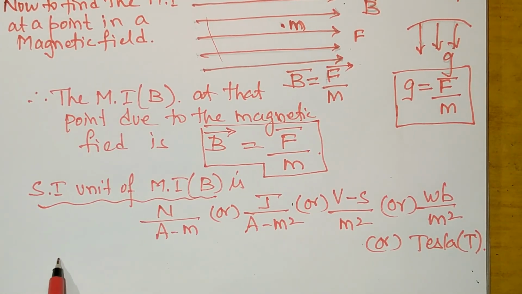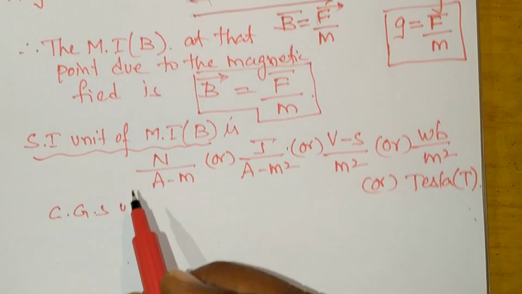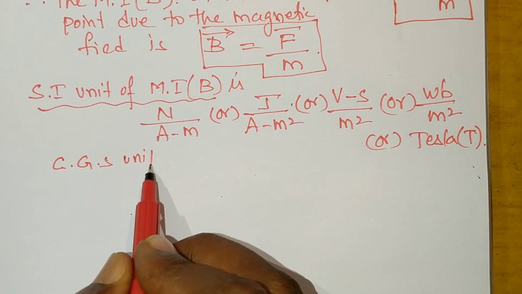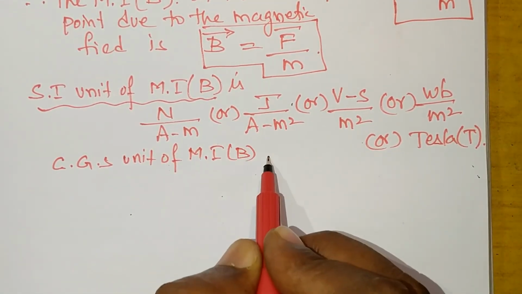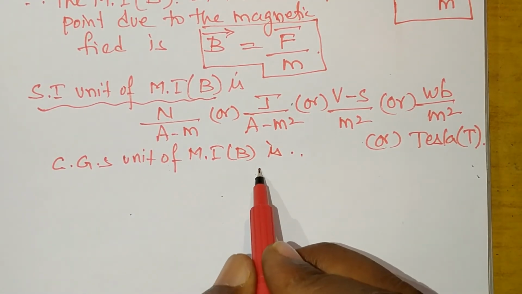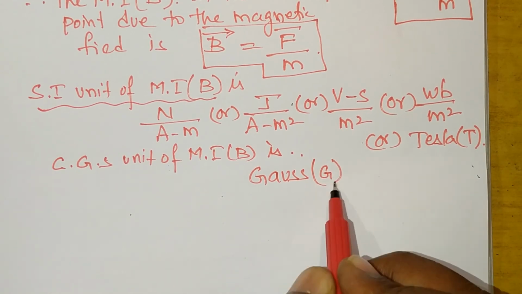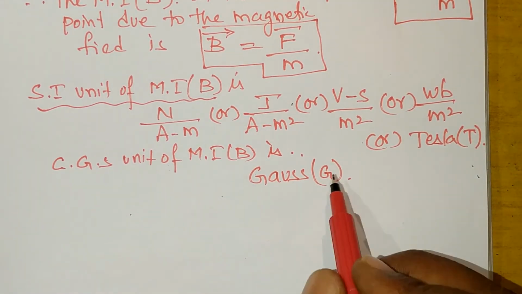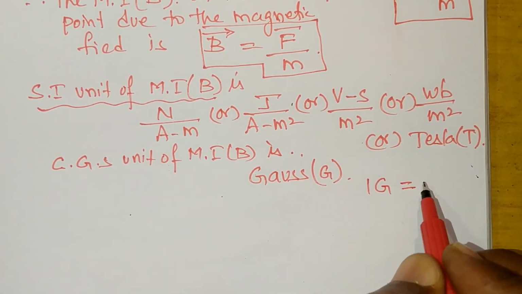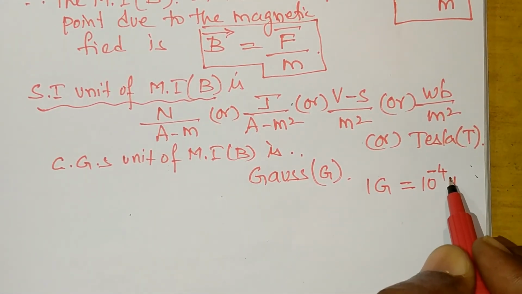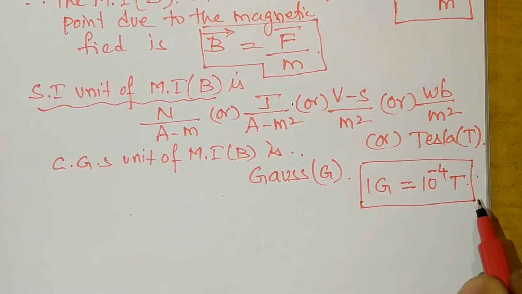So these are the SI units of measurement of magnetic induction. The CGS unit of magnetic induction B is Gauss. Gauss is the name of a scientist. So the relationship between Gauss and Tesla is given as 1 Gauss is equal to 10 to the power of minus 4 Tesla. We use this relationship in solving problems.